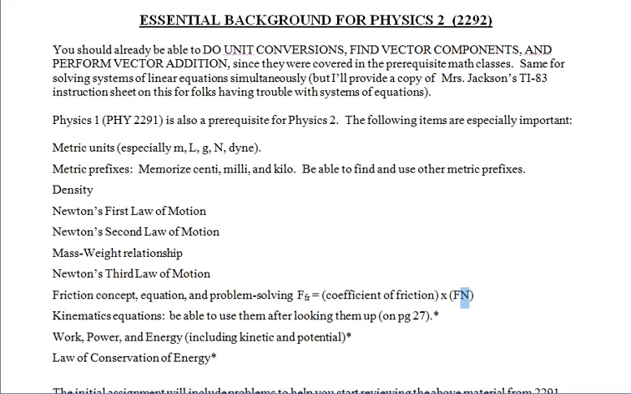This is probably a good time to remind you of what normal force means. Normal force means the support force acting perpendicular to the surface that's providing the support. The normal force is not necessarily the same as the weight. There are many situations where the normal force is equal to the weight, but there are many situations where the normal force is not equal to the weight.